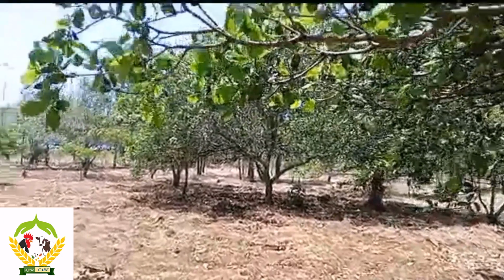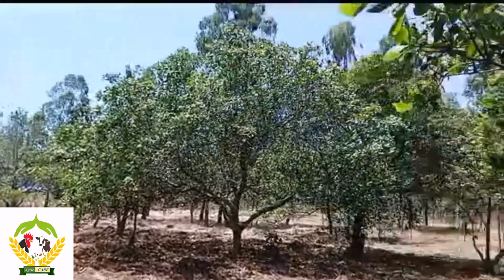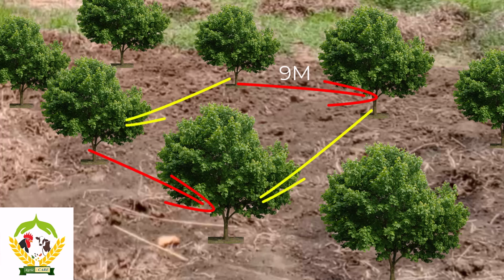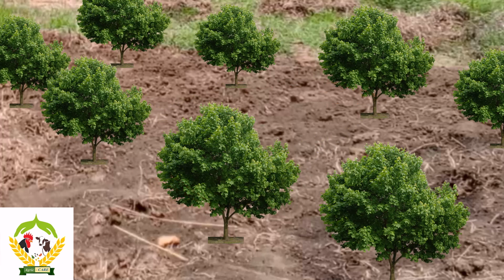Spacing. Proper spacing is crucial for long-term orchard health. Space trees in a 9 meters by 9 meters grid pattern. This equates to approximately 123 trees per hectare. Proper spacing ensures adequate sunlight reaches all parts of each tree.